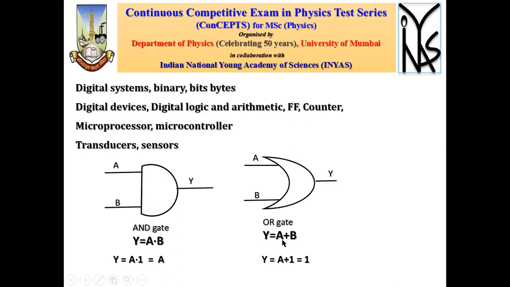The OR gate is a bit different. It leans towards higher values, meaning maximum output. So its output is Y is equal to A or B, A plus B. So if any one input is high, it will directly jump to the higher value. That is the idea. And I have written additionally that Y is equal to A plus 1. That gives you 1 because one input is always high. So it doesn't look for the other input.